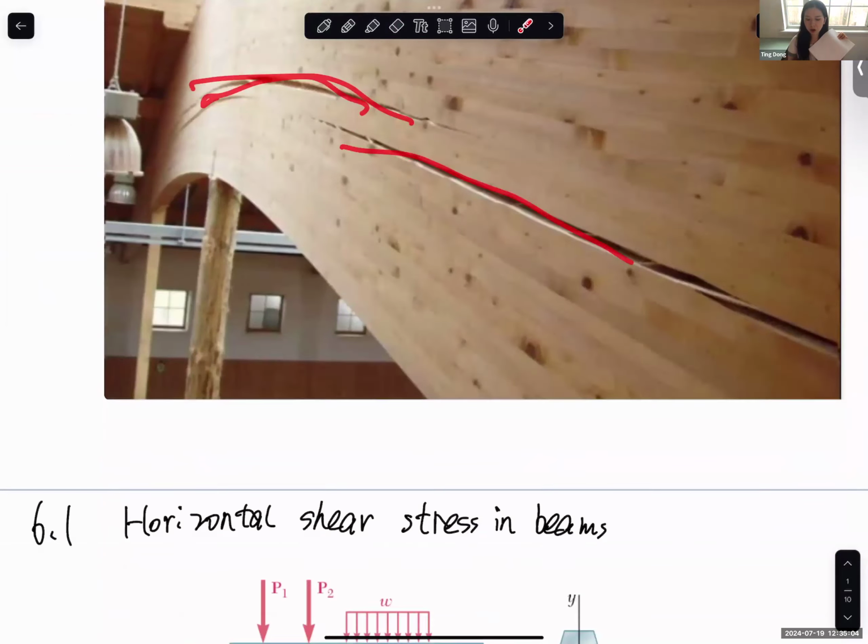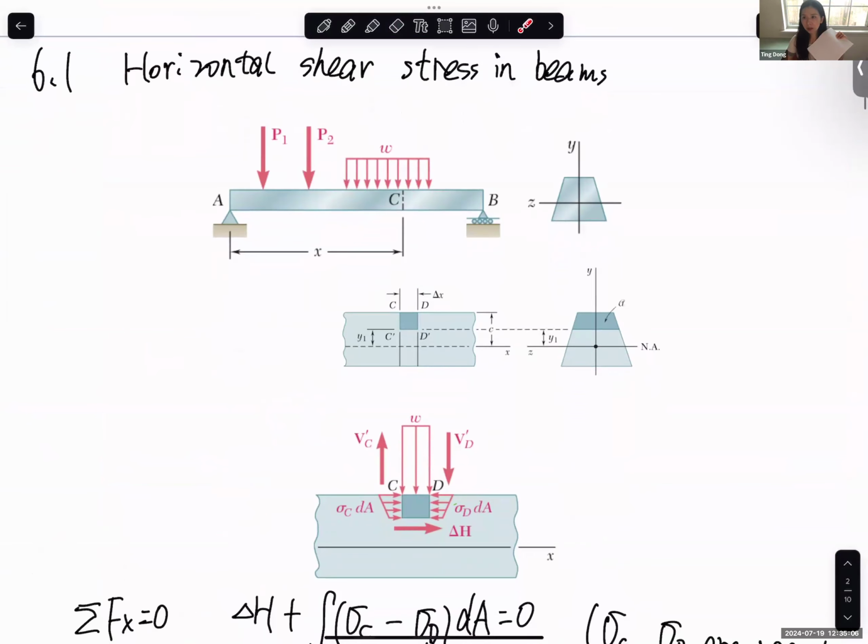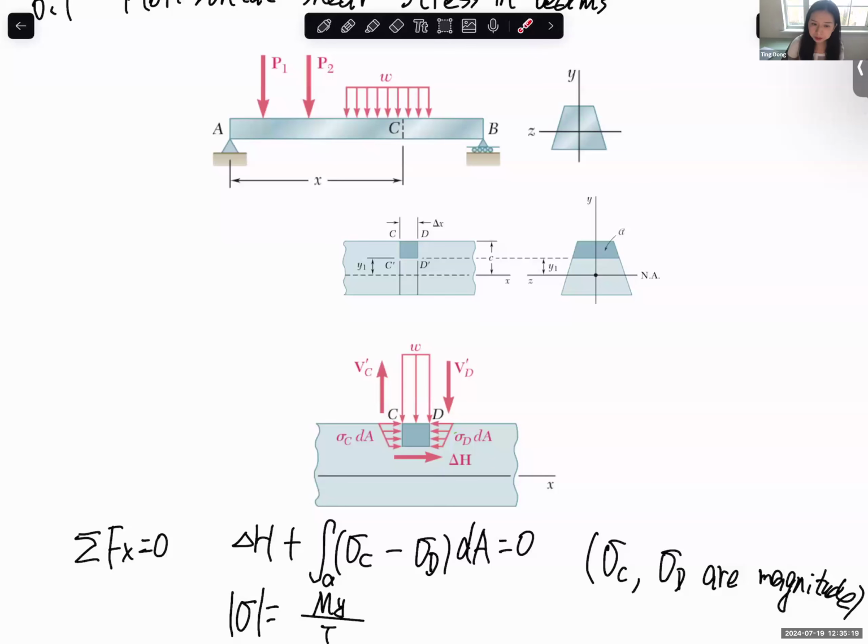It's because of this horizontal shear force. And as I demonstrated using this one, the separation between the papers is in the axial direction. It's shear force and shear stress.